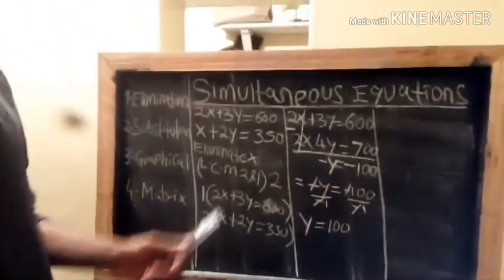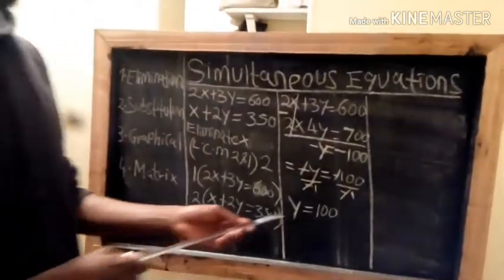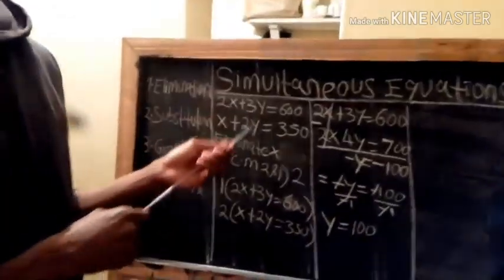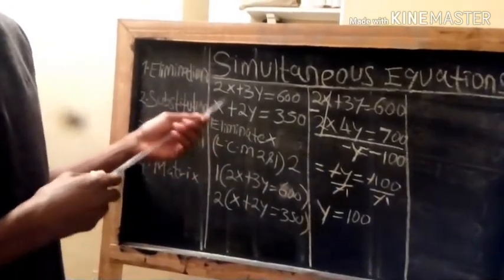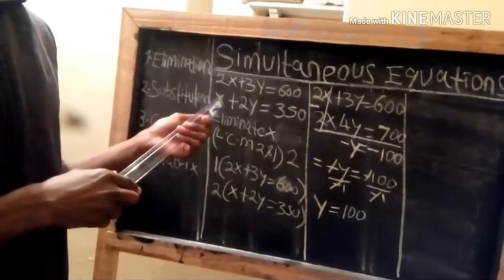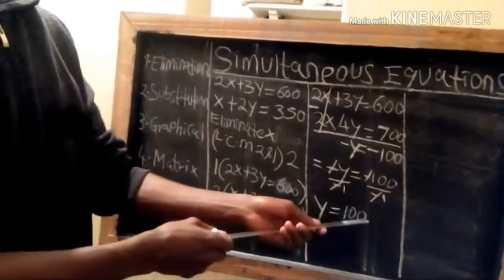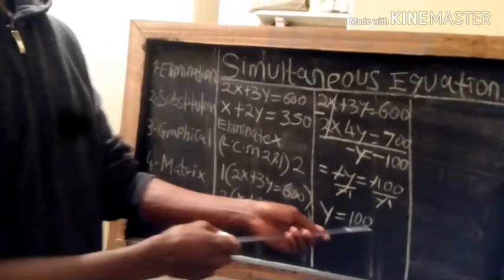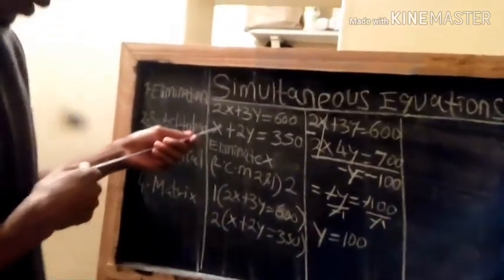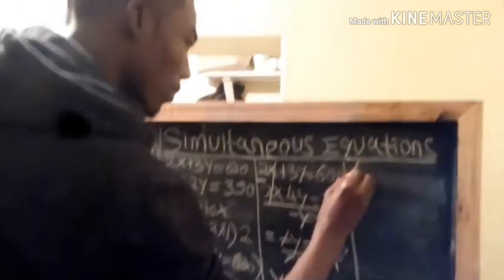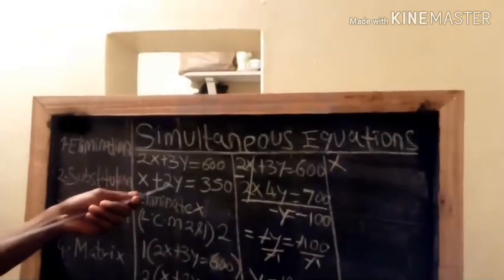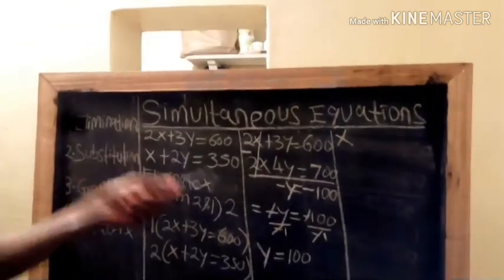So to get the second unknown, which is x, you back substitute this y in either of the two equations. You can decide to back substitute in the first equation or the second equation. So where there is y, you replace it by the 100. So let's back substitute in the second equation to get x. So you write this x plus 2y. 2y means 2 times y. And what is y? y is 100.